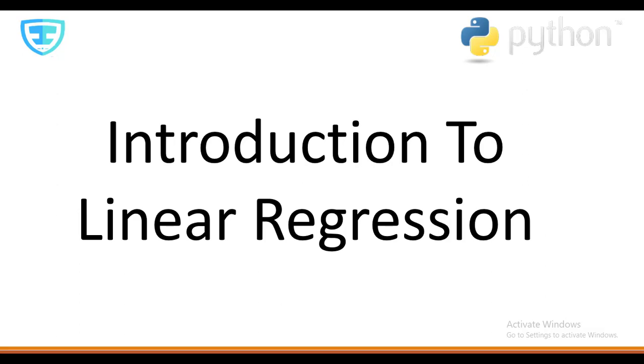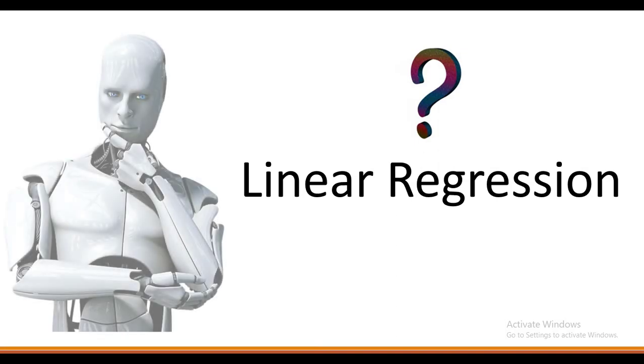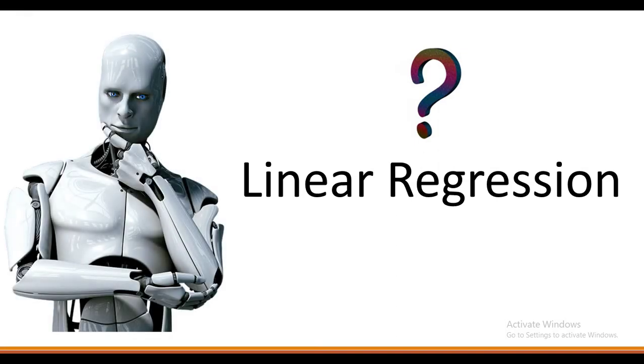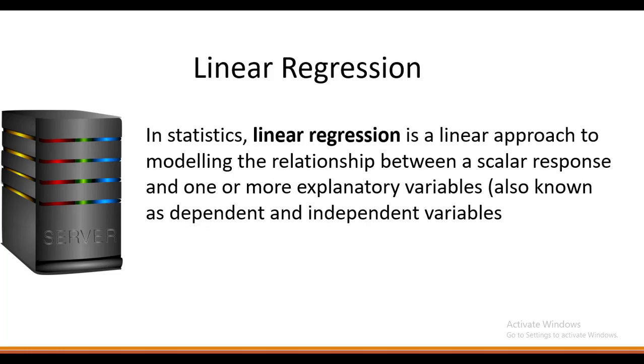And today we're going to be looking at linear regression in depth. So, without wasting much time, what is linear regression? Linear regression in statistics basically is a linear approach to modeling the relationship between a scalar response and one or more explanatory variables, also known as the independent and dependent variables.